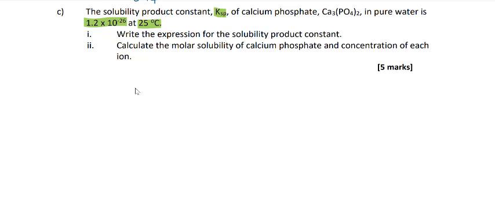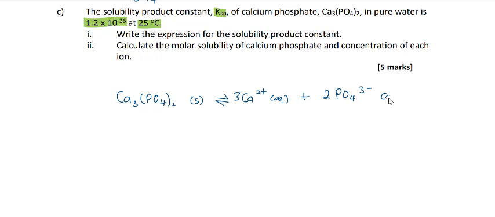So first, write down the dissociation equation of Ca3(PO4)2. This one is solid, because the question asks for the solubility product constant, the KSP. So it will produce 3 moles of Ca2 plus, plus 2 moles of PO4 3 minus. You can do cross multiplication. We know we have 3 mol of Ca, and its charge is 2 plus. PO4 is 3 minus, so it has 2 mol. Alright, so the KSP expression is equal to the concentration of Ca2 plus to the power of 3 times the concentration of PO4 3 minus to the power of 2. So we get the KSP.